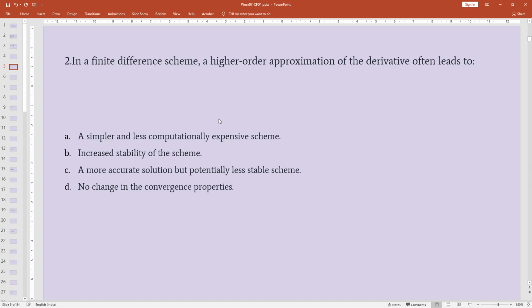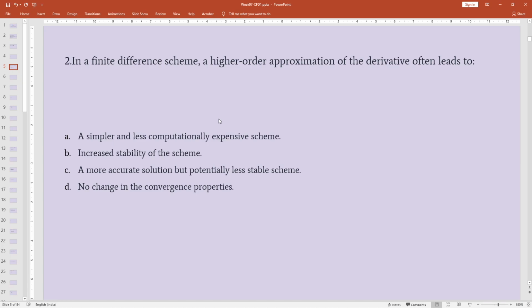Second question. In a finite difference scheme, a higher order approximation of a derivative often leads to which of the following? Option A, a simpler and less computationally expensive scheme. Option B, increased stability of the scheme. Option C, a more accurate solution but potentially less stable scheme. Option D, no change in convergence properties.